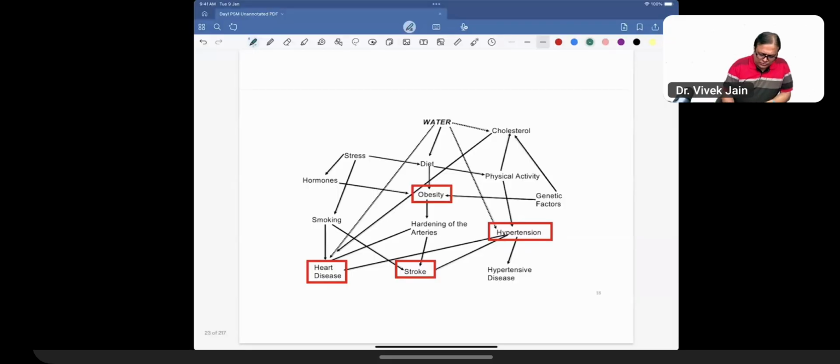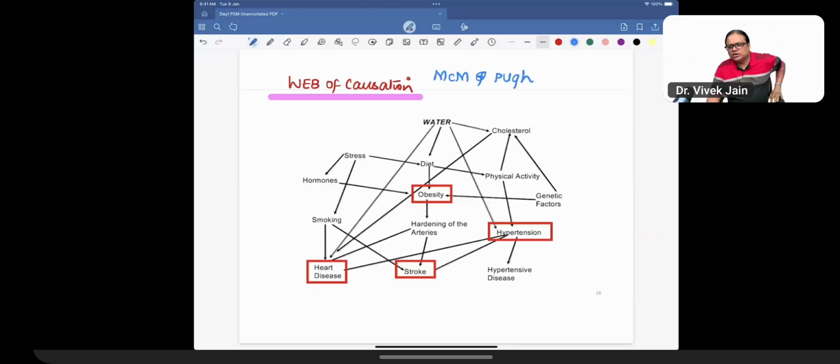This is which theory of disease causation? Web of causation. Who gave this web of causation? Yes, McMahon and Cook. Now, why is it not multifactorial causation? Anyone? Why is it not multifactorial causation, friends? Because that may also be given in the choice. Yes, Dr. Meteor is right. In multifactorial causation, multiple factors cause a disease. Here also multiple factors are causing the disease, but they are also related to each other like a spider's web.